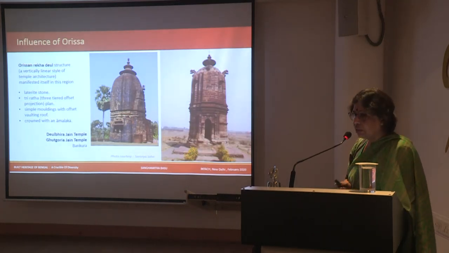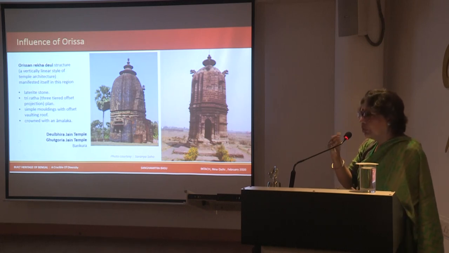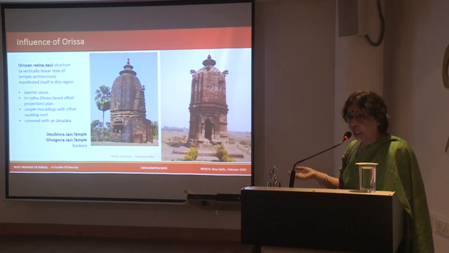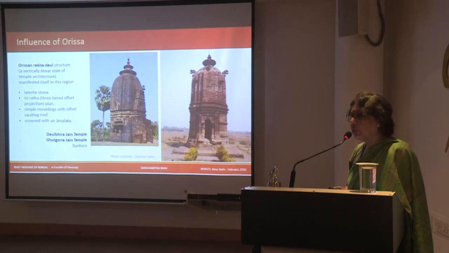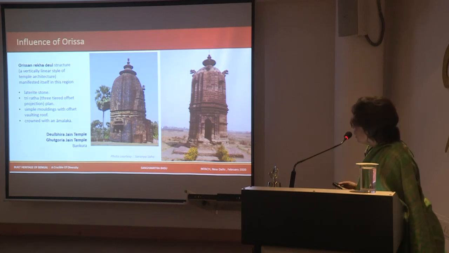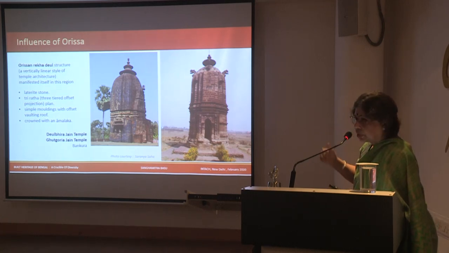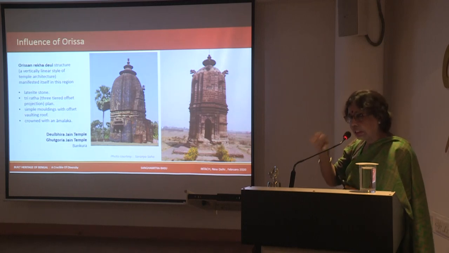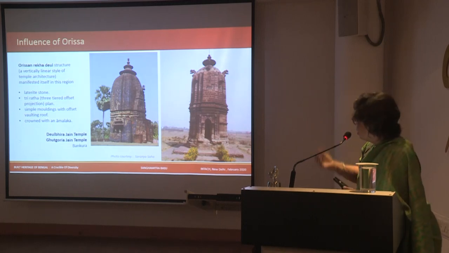So when we see the influence of Orissa, I'm not really going very much on the timeline wise. These are the examples which were near Bankura, near Bishnupur, which is a tentative world heritage site known for its terracotta temples. Very near to that, we still have these stone temples which show strong influence of the Orissan. They are built with the laterite stone. They are three ratha, that means three tiered offset projection plan, and simple moldings with offset vaulting roof, and crowned with an amalaka. So these were already there when the later movement flourished.